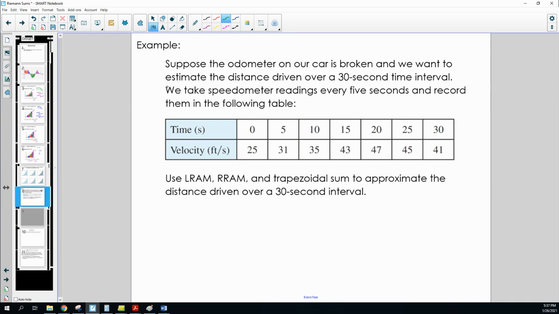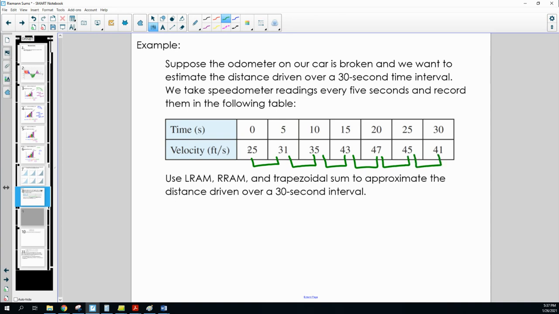So if I'm doing an LRAM, I'm going to be using the leftmost point for the height. So for the LRAM, here's one interval that I'm using, the interval between 0 and 5. So the heights would be 25 and 31. For my next grouping, I would use 31 and 35, where they have a distance between them of 5. Then this would be my next grouping, my next grouping, my next grouping, and my next grouping.